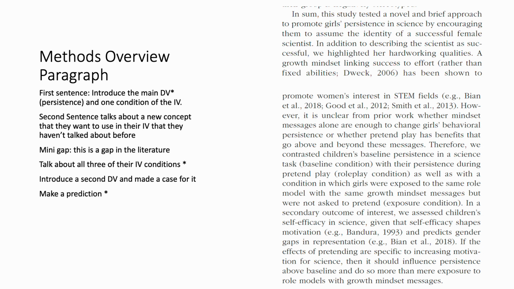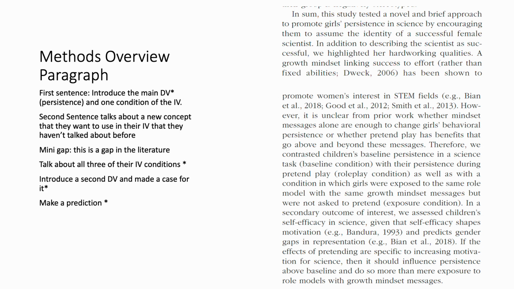And then finally, you just present your prediction. "If the effects of pretending are specific to increasing motivation for science, then it should influence persistence above baseline and do so more than mere exposure to role models with growth mindset messages." You're making a prediction there. That's it. That's all you have to do.